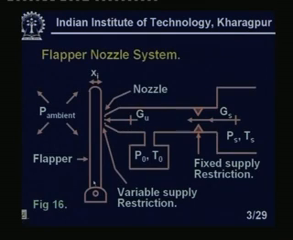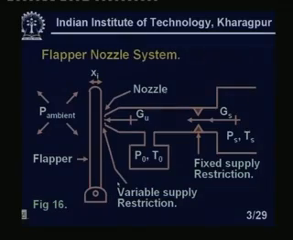You see, this is the ambient pressure. I have a flapper, which as I told you is actually very thin, though it is shown thick. It can move like this, about a hinge here, with the nozzle here. If the flapper comes very close to the nozzle, the pressure will increase, PO will increase. If it goes away, PO will decrease. That is the basic principle of the flapper nozzle system.